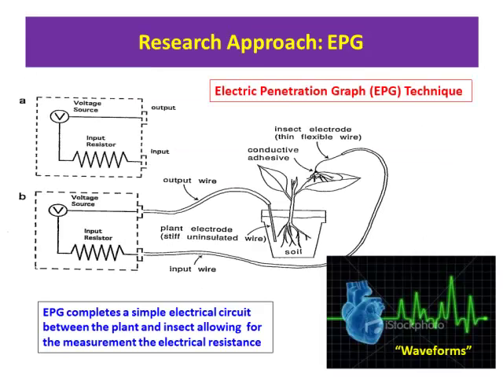So the research approach we used was mainly the electrical penetration graph technology to see how these insects feed. The EPG technology is very simple. You have a plant and a tiny insect, and you glue a wire to the insect, and then you electrify just the insect. The electricity goes through the insect, then through the plant, and from the plant back to the machine, completing the circuit.